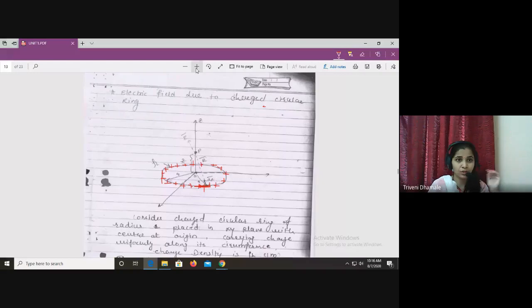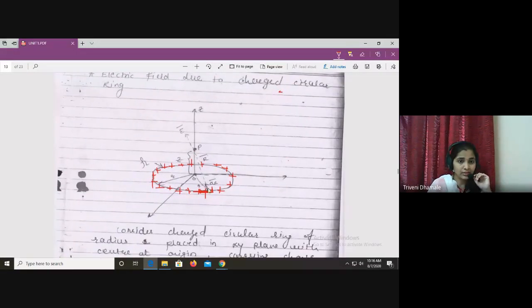Yes, ma'am. So whatever the lines of force are acting from this charge towards the point P, the direction is from this ring towards point P. So point P is the final point, ring is the initial point. So here is a R cap, that is the unit vector, and distance vector R bar. This is the origin, at a distance R. R means radius of this ring. And at the Z distance, point P is located.